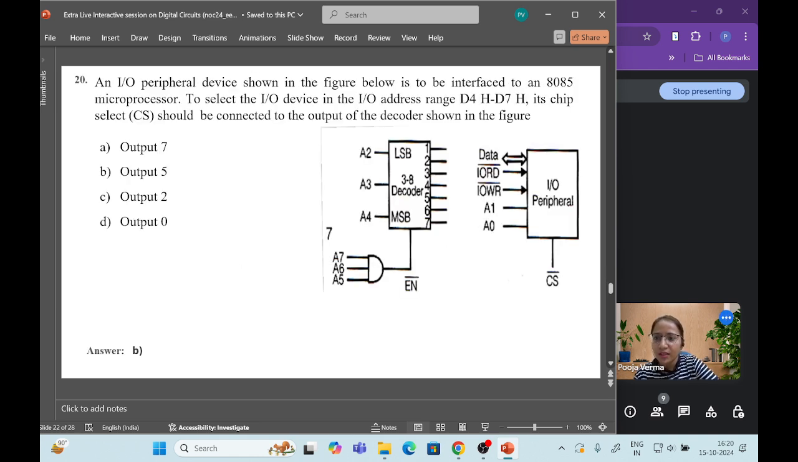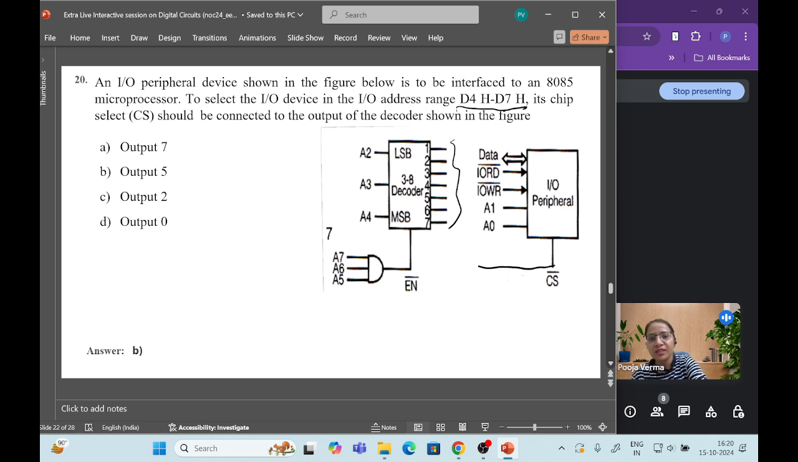Okay, so the next question is, an input output peripheral device shown in the figure below is to be interfaced to an 8085 microprocessor. To select an input output address range D4H to D7H, where H means hexadecimal, its chip select should be connected to the output of the decoder. At which output of the decoder is it connected? This is shown in the figure. This chip select should be connected with an output of the decoder. These are the outputs of the decoder.